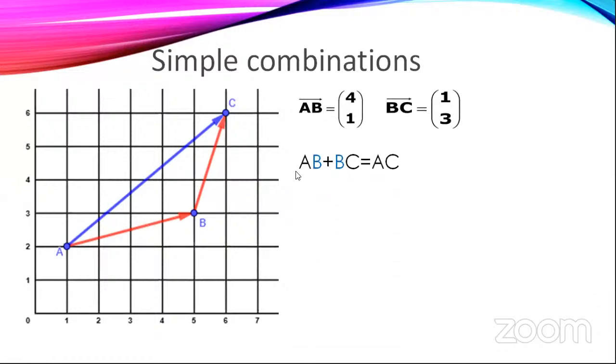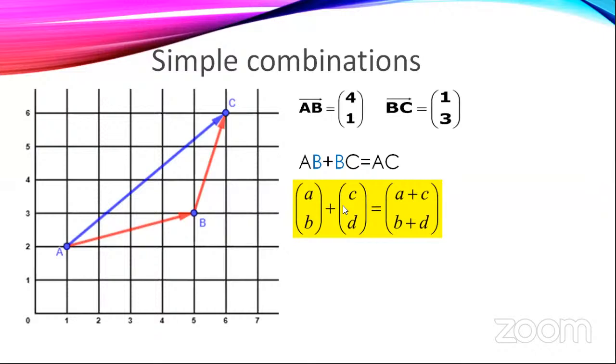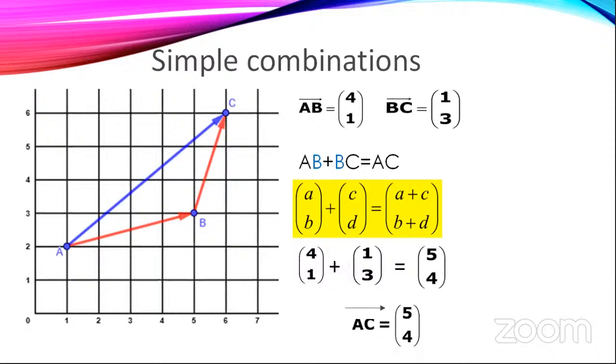So we're looking at AB plus BC. Did anybody give it to us like this? Perhaps not necessarily so, but this is now something new we want to add. We notice here that we're adding the X components and we're adding the Y components. So when we add 4 plus 1, we're going to get 5. And then when we add 1 plus 3, we're going to get 4. So the resultant AC then is 5, 4.